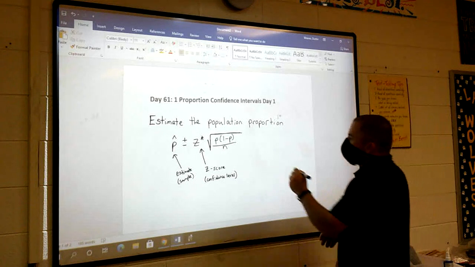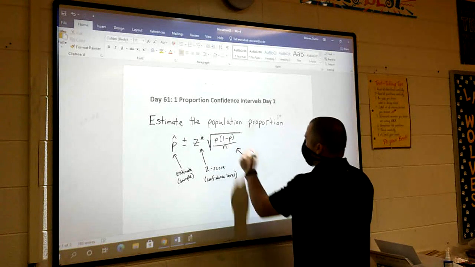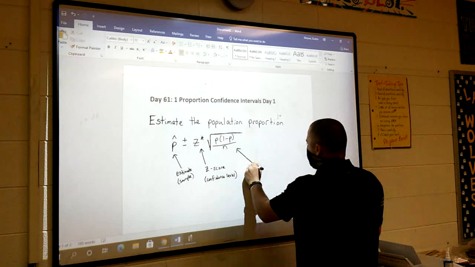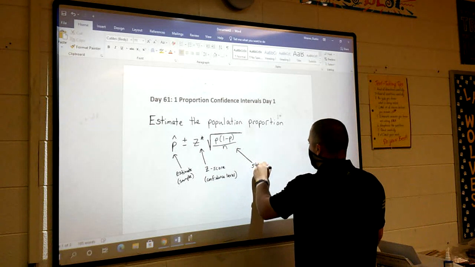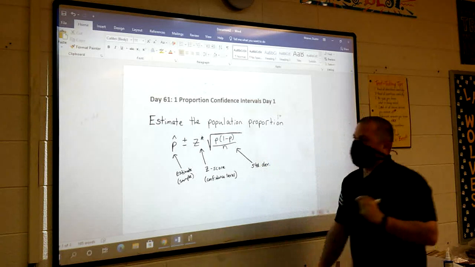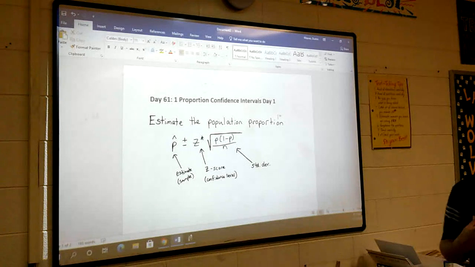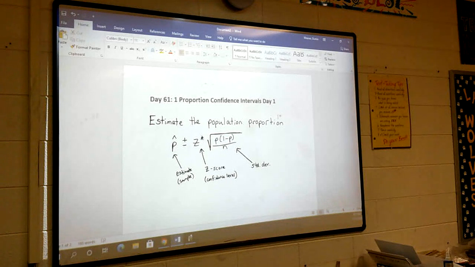And then the last part, that square root of p times 1 minus p over n, that is your standard deviation. You should have seen that before. That's the standard deviation for a proportion. We've actually done that in some of these before, which is the good thing. When you see the standard deviation for a mean, you'll say, oh, we did that before too. So some of these are repetitive things that you've seen in chapter 7 on sampling distributions, because it was setting you up for chapters 8, 9, and 10.